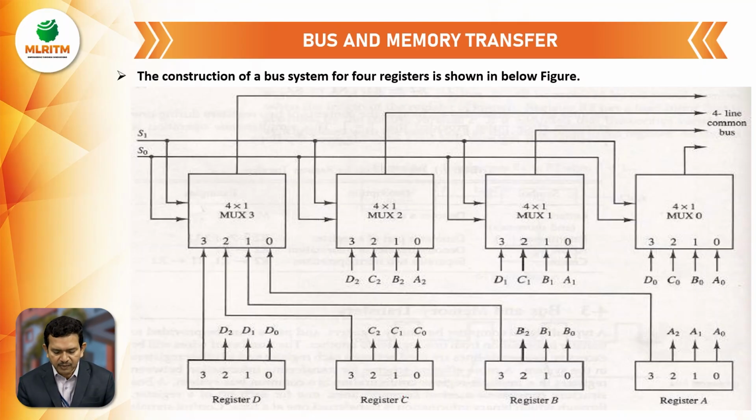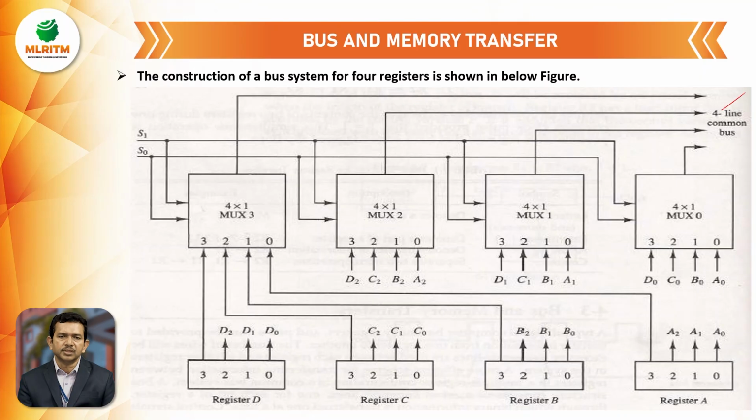Suppose I say R1, R2, R3 and R4. All these registers, R1 to R4, will connect to a single multiplexer and process the data to give a single output as a common bus. So how does this common bus memory system work? The diagram you are seeing here has 4 multiplexers and 4 registers.